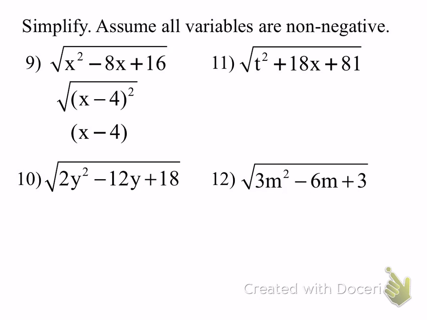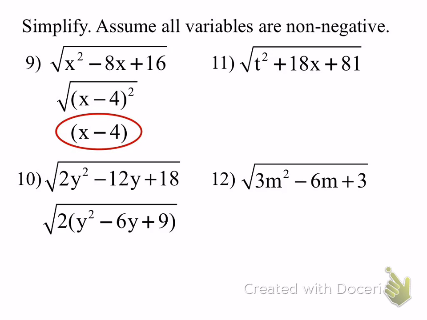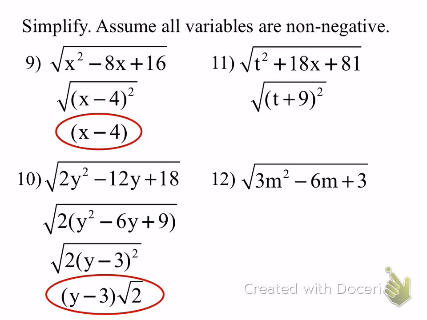So hold on. Be careful. Freeze, please. Look at this one. You have to factor out a 2 before you can factor the y squared minus 6y. So it's 2 times y minus 3 squared. The y minus 3 comes out, but the rad 2 stays under. Questions? All right.